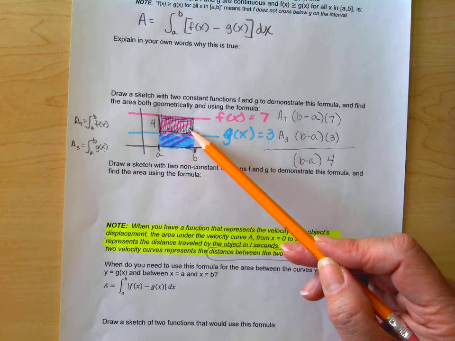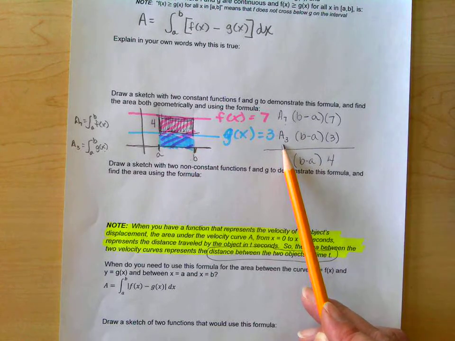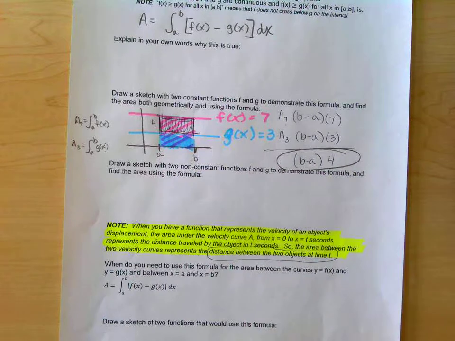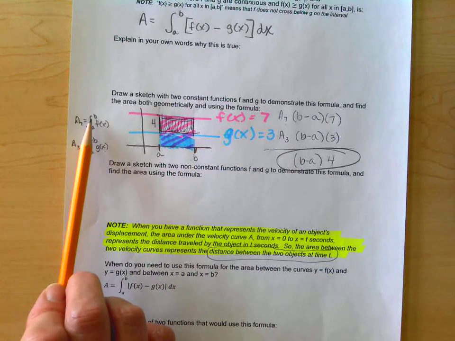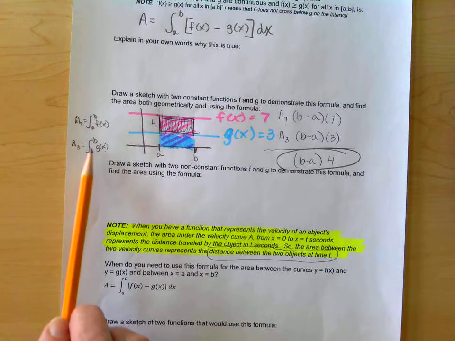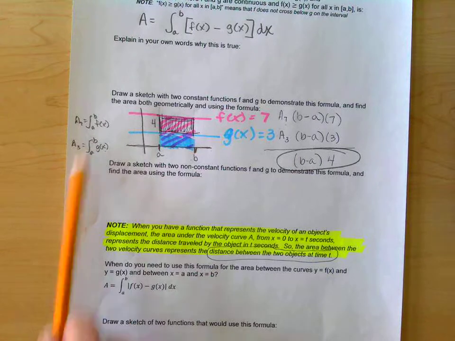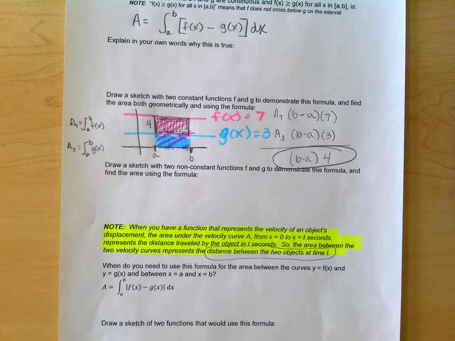the area between the pink and blue, could be described as area sub 7 minus area sub 3, or 4 times the width, 4 times b minus a. You can see that that is the same as the integration from x equals a to b of f of x minus the blue integration from x equals a to x equals b of g of x. So we can see this formula become a little bit more clear with a constant function.